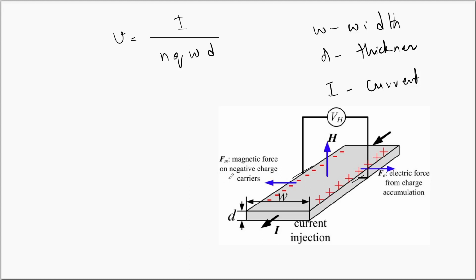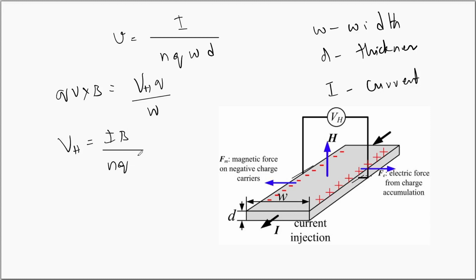So magnetic force on negative charges will be on this side, the electric force from charge accumulation will be on this side, and you have the magnetic field pointing upward. So one can write QV cross B as VH Q upon W. VH is the potential difference observed between these two surfaces. So VH can be written as IB upon NQD.